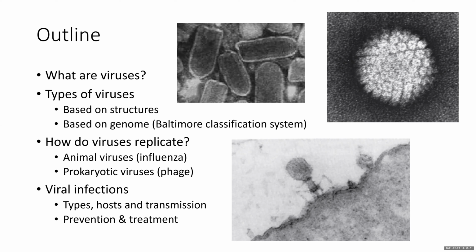Now the pictures that are on this slide are electron micrographs. Virus particles are very small. Prokaryotic cells, bacteria and archaea, are on the order of 1 to 10 microns, right? Viral particles are on the order of 50 nanometers or so. So this little guy here, this phage on top of this bacteria, is really teeny.